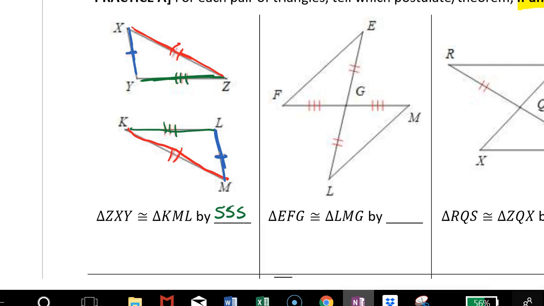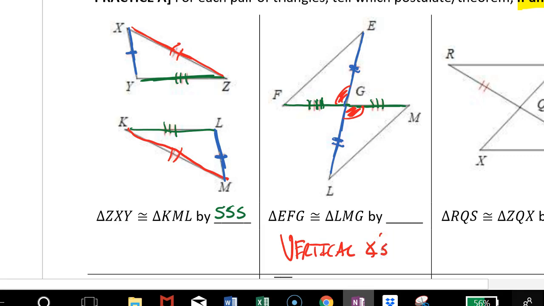Okay. In contrast, triangle EFG versus triangle LMG, I see that side EG with 2 tick marks is congruent to side GL with 2 tick marks. I see that side MG is congruent to side FG. Now, it looks like I only have 2 pairs of information. However, we could recall that angle G and this angle G, so FGE and MGL, are congruent by vertical angles. With that piece of information, I now see that I have 2 sides and an angle between them. These triangles are congruent by side-angle-side.